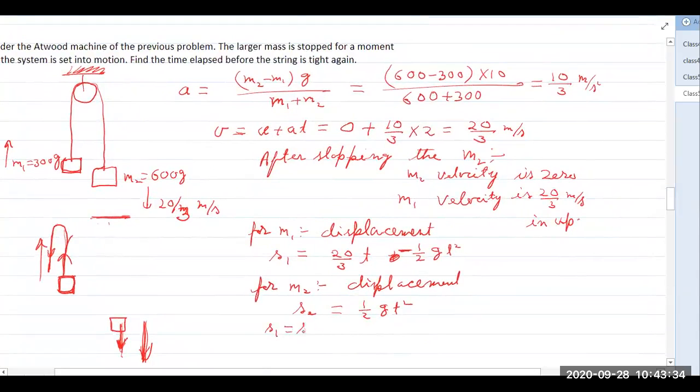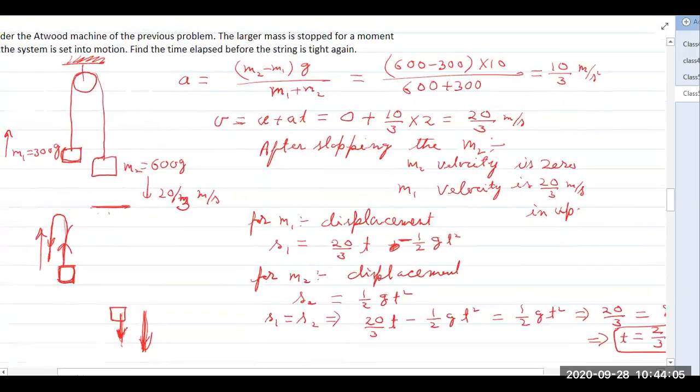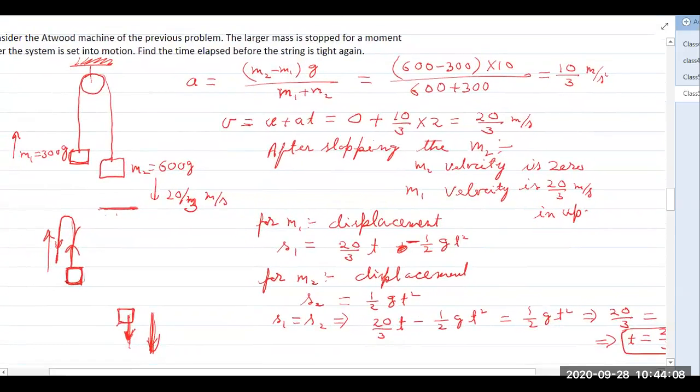So S1 equal to S2. We will write 20 by 3 t minus half g t square equal to half g t square. If we solve, the t square will get cancelled and we will have 20 by 3, and this side it will be g t. After doing all the things, t equals 2 by 3. So after t equal to 2 by 3 seconds, the displacement of this object and the upper object are both the same in the forward direction.